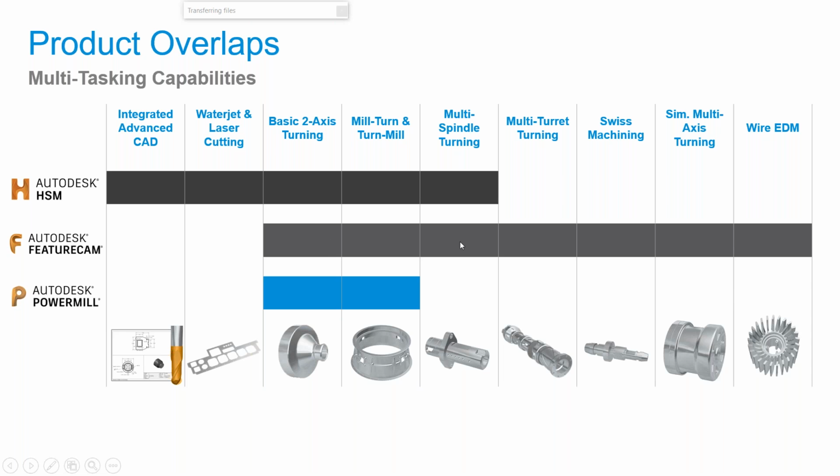But if I were to look at FeatureCAM and PowerMill, I believe there's a lot of differentiation in terms of what FeatureCAM can achieve. Capabilities such as multi-turret turning, swiss machining, simulated multi-axis turning and wire EDM are what FeatureCAM definitely can do. And here is where we find PowerMill a little limited in terms of its capabilities. So Srini, maybe a few comments from your side on this slide.